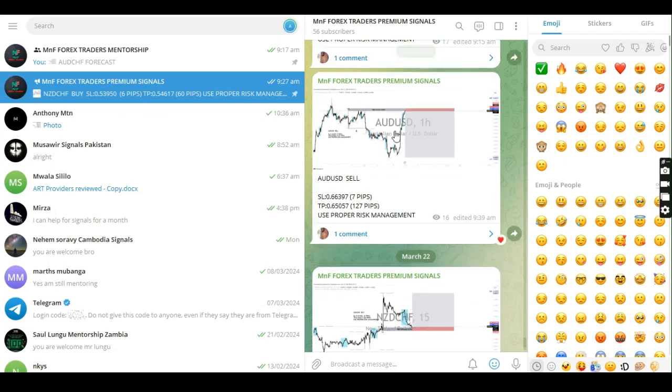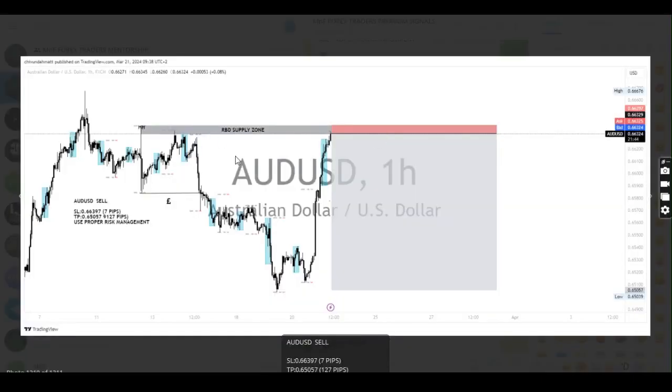So you can see that right here we have a trade on AUD on the 1 hour time frame, a beautiful one. The overall trend of this particular trade has been to the downside. Therefore, I looked for a rally base drop. Right now, you cannot properly see it, but I'm going to show you. This is a rally base drop supply zone.